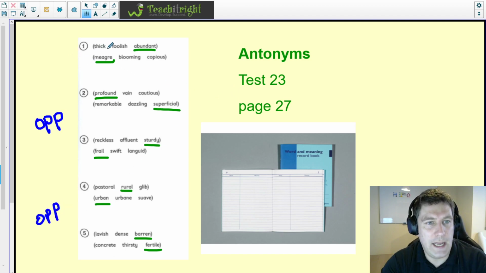So number 1, we've got thick, foolish, abundant, meagre, blooming and copious. Well, abundant means a lot and meagre means not very much. Interestingly, copious, you can have copious amounts of something. Well, that again would be a synonym. So hopefully you got that one correct with abundant and meagre.